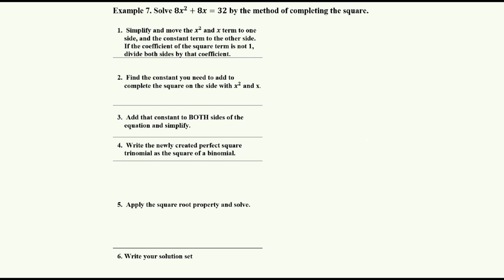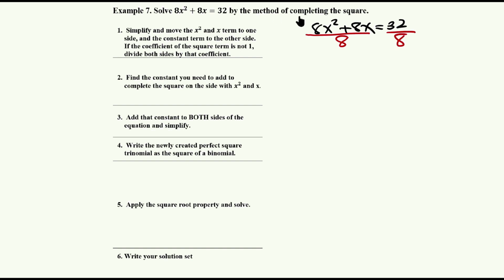All right, so for this next one, we notice that as far as simplifying goes, both sides are simple, but we do notice that, remember, one of the requirements is if the coefficient of the square term is not 1, you have to divide by it, because the process of completing the square depends on the coefficient of x squared being 1. So we go ahead and write the problem, 8x squared plus 8x equals 32. And now we'll go ahead and divide both sides by 8.